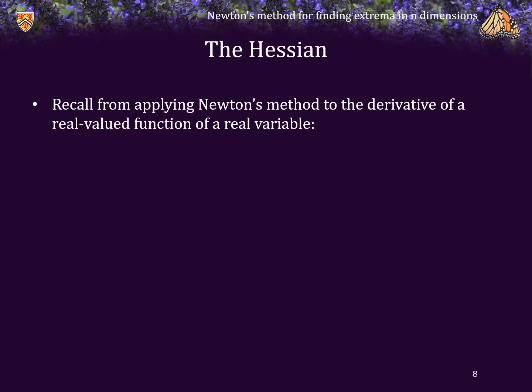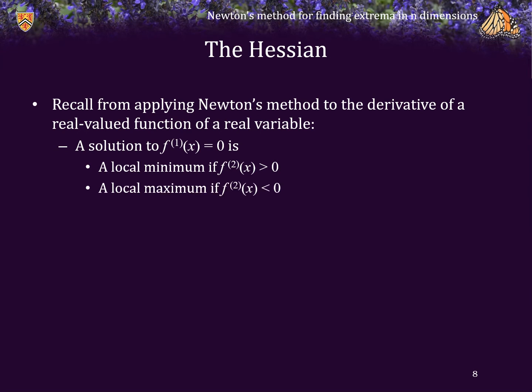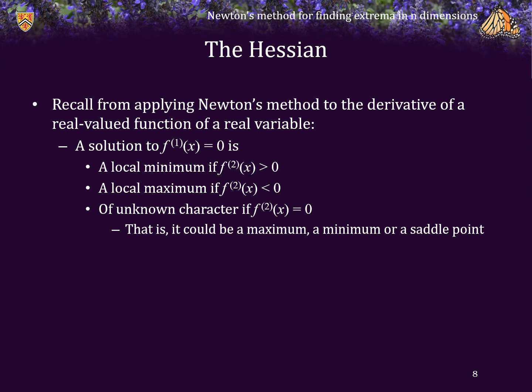Recall from applying Newton's method to the derivative of a real valued function of a real variable, we saw that a solution to the derivative equaling 0 is a local minimum if the second derivative at that point is greater than 0. It's concave up at that point. It's a local maximum if the second derivative is less than 0. It's concave down at that point. And it's of unknown character if the second derivative is equal to 0. It could be a maximum, it could be a minimum, or it could also be a saddle point.